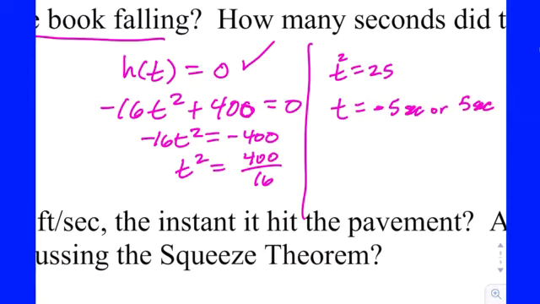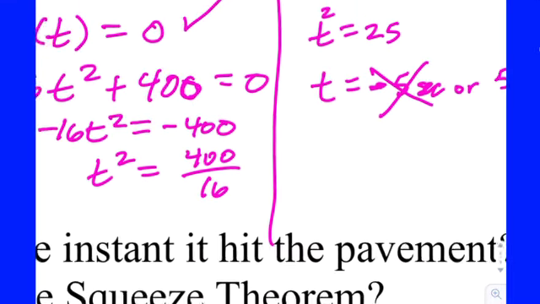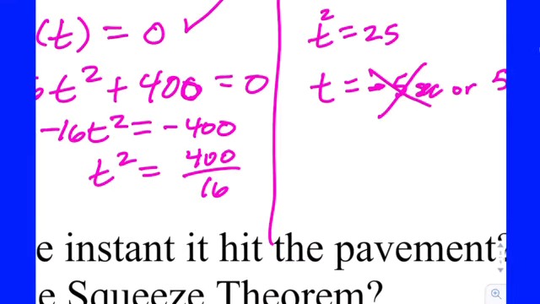Now sometimes negative time values are relevant, right? If we arrived upon a situation as it was already in place, then a negative time would be extrapolating backwards before we got there. But in this case, I hate to say it, but we were the ones dropping the book. We were there when it started, so the negative time doesn't make sense here. We started our stopwatch right when we dropped it. So it was actually in the air for 5 seconds. Now, what if you don't know 400 divided by 16 is 25? What could you do?